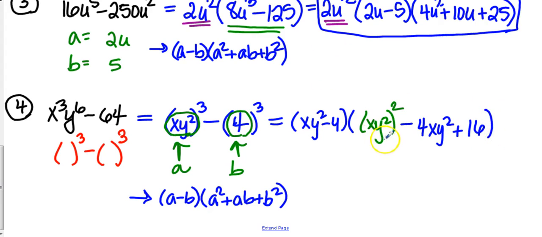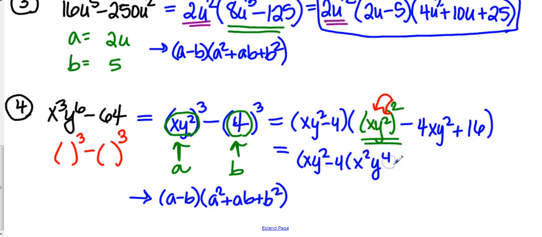So I just need to do this part right here. So like I said, in-between steps can help a lot. Sending in the 2, my final answer will be xy squared minus 4, x squared y to the 4th minus 4xy squared plus 16.